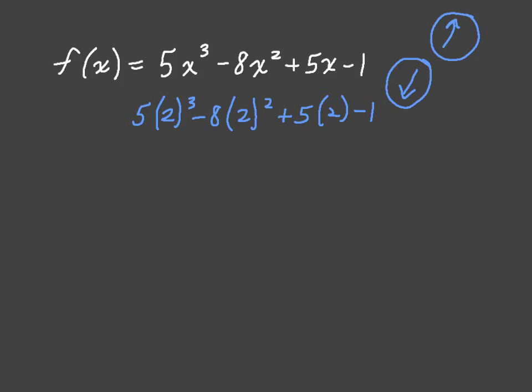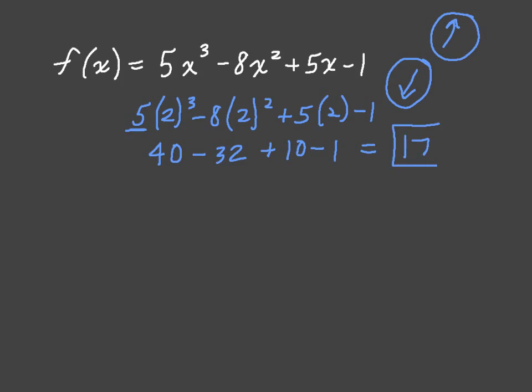2 cubed, that's 2 times 2 times 2, that's 8, times 5, this 5 out in front, is 40. Look, we just did that whole term. Okay, next, remember order of operations, we've got to do 2 squared first, so we know 2 squared is 4, and times negative 8 is minus 32, okay? Our next term, yay, it's getting a little bit easier. 5 times 2 is 10, minus 1. So 40 minus 32 is 8, plus 10 is 18, minus 1 gives us 17.